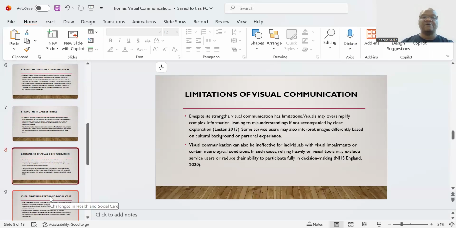Limitations of visual communication. Despite the strengths, visual communication has limitations. Visuals may oversimplify complex information, leading to misunderstanding if not accompanied by clear explanations. Visual communication can also be ineffective for individuals with visual impairments or certain neurological conditions. In such cases, relying heavily on visual tools may exclude service users or reduce their ability to participate fully in decision making.